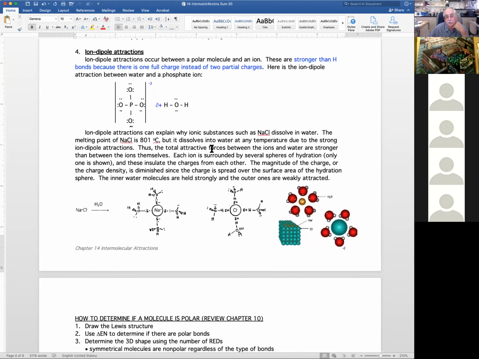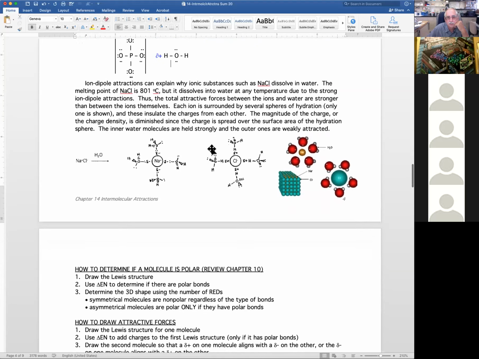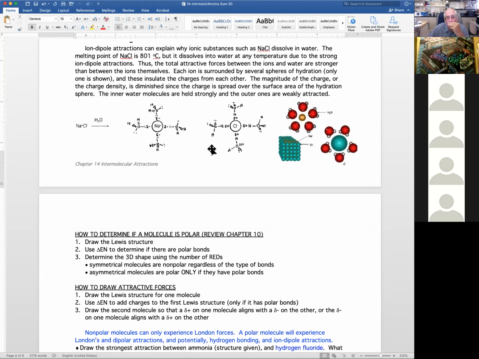So ion dipole attractions can be used to explain why things like sodium chloride dissolve in water. This is an interesting thought process. The melting point of sodium chloride is 801 degrees. I have to make it that hot before I can cause sodium and chloride to move away from each other. But yet, I can take sodium chloride and put it in the coldest water, and it instantaneously dissolves.